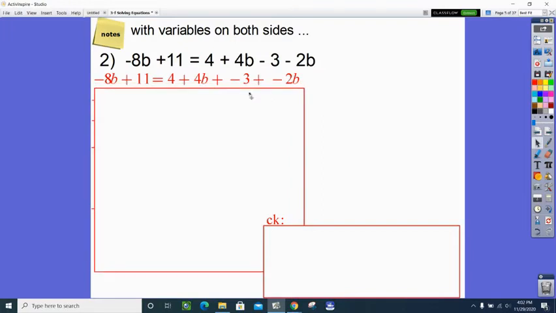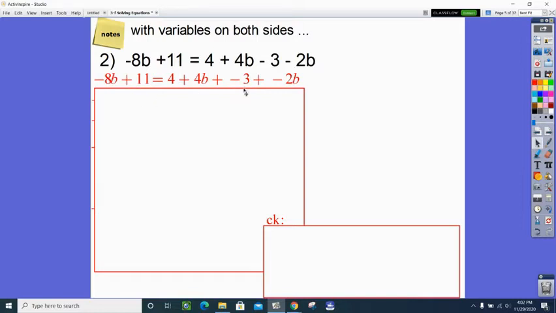So what I did start by doing is did the same change. So you'll see the negative 8b plus 11 equals 4 plus 4b, and that minus became plus a negative 3, and that minus became plus a negative 2b. Again, yes or no, do it if it helps you. Now, here's the equals. If I look at the left, the negative 8b and 11 are not like terms. They have to stay apart.